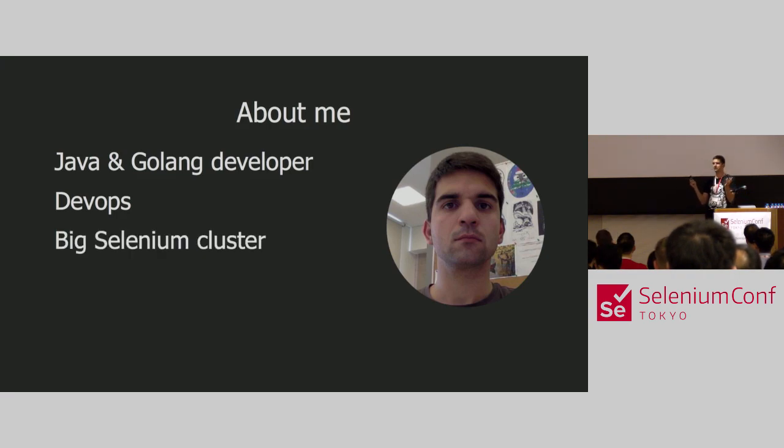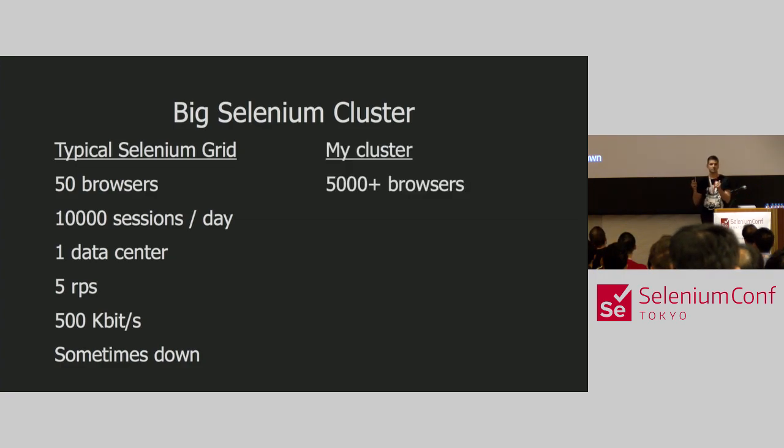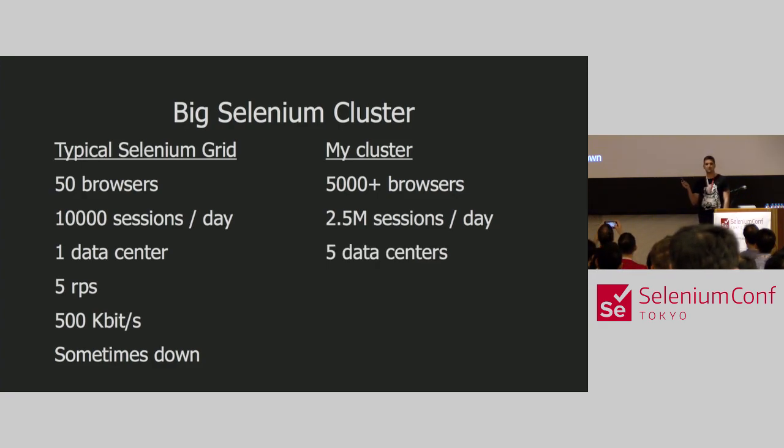So how big is this cluster? Compared to a typical Selenium grid with 50 browsers and executing 10,000 browser sessions per day, my cluster has more than 5,000 browsers running in parallel and executing more than 2.5 million browser sessions per day. These browsers are distributed across 5 data centers. The average load on the cluster is about 4,000 requests per second. The traffic is more than 2 gigabits per second, and this cluster is certainly working all the time.